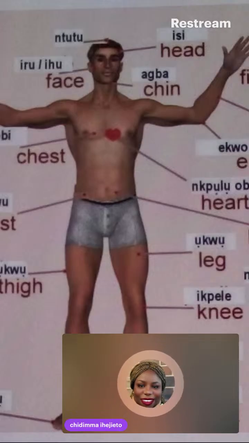Isi, which is head in English. Then we have agwa, which is chin in English. Agwa, chin. Ihu, face. Aka, hand. Mkpịsị aka, fingers.